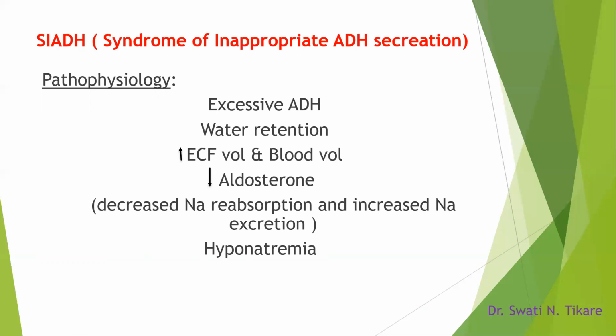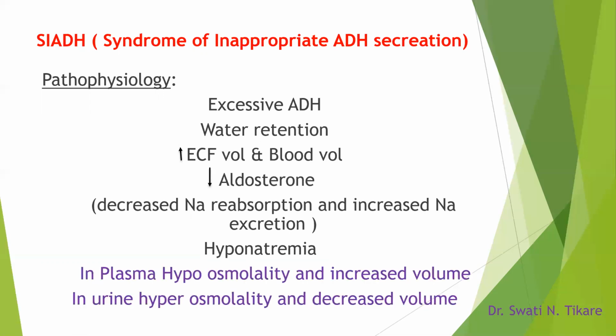Hypernatriuria. In the urine, excess sodium is called hypernatriuria, whereas within the body there is less sodium. That is hyponatremia. So this results in a situation where in plasma there is hypoosmolality. Hypoosmolality means decreased sodium, since sodium is the main content that maintains the osmolality. If sodium is decreased, there is an overall decrease in the osmolality.